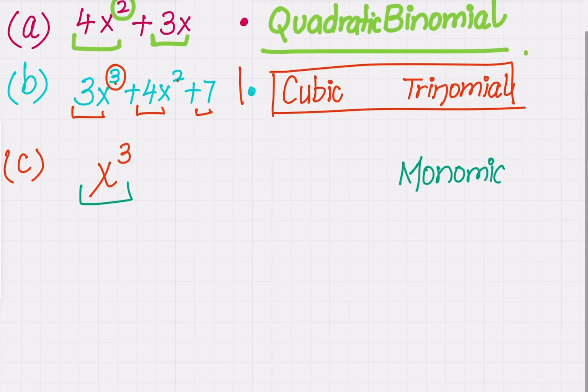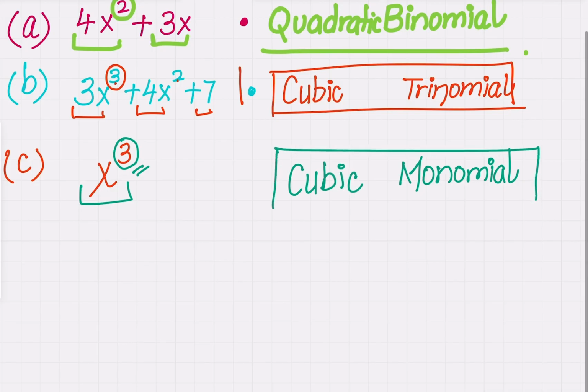Mono means one. Monomial. And then what is the highest power? So this is the only term, so the highest power is 3. And the polynomial with highest power 3 is called a cubic polynomial. So we can say the name of this polynomial is a cubic monomial because it just has one term.